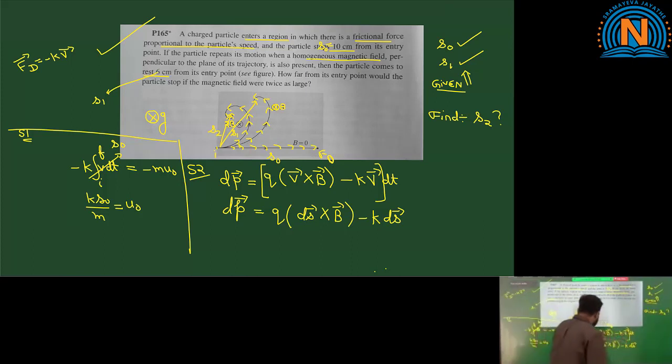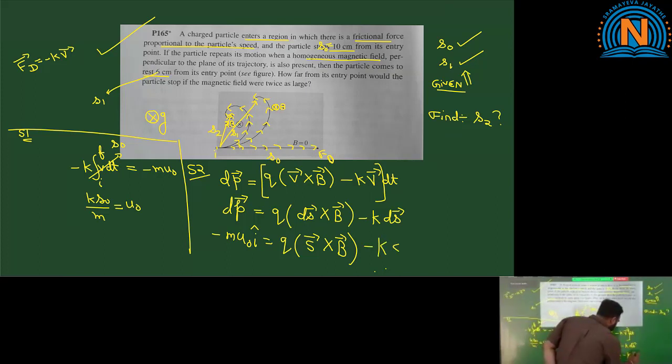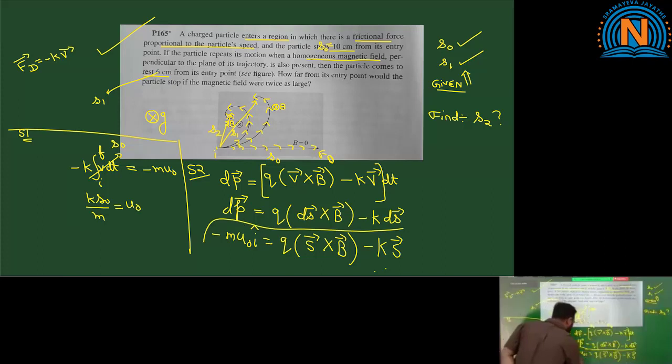I've taken this dt scalar with this v term. And now I take the integral. So I think everybody was clear that the final momentum is zero. So minus mu0 I cap equals q times S vector cross B, the total displacement, because q and B are constants, and this will become minus k times S vector. This is my main equation, which holds for step two.